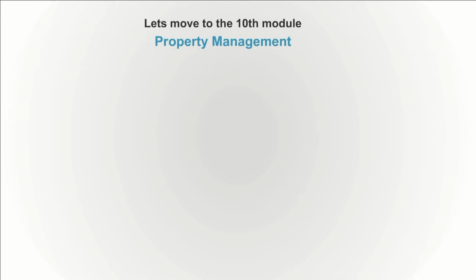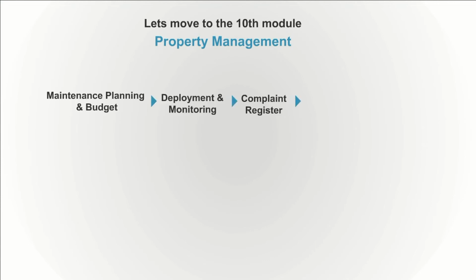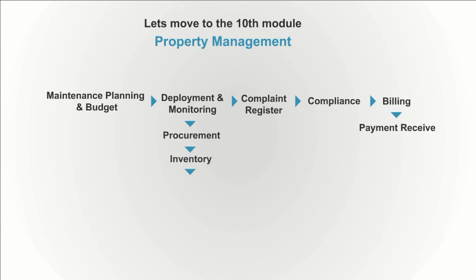Let's move to the 10th module. This is the flowchart of property management. You prepare maintenance and planning budget. Maintain the record of details, manpower or sub-agency deploying for maintaining the project. Maintain inventory, make bill payments to vendors. And you record complaints. Generate bills. And record payment receipts.